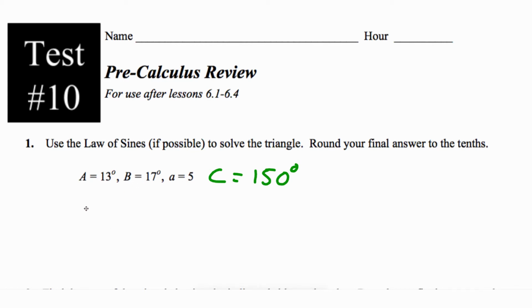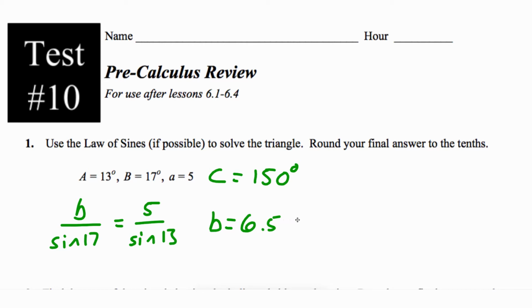So first, let's start off and find side B. So I'm going to go B over the sine of angle B, which is 17 degrees, equals, now for the other side, we need a pair of matching information. So we know what side A is, and we know what angle A is. So we're going to go 5 over the sine of 13. Now I'm going to take that sine of 17, multiply it over to the right-hand side, and type everything into my calculator. When I do that, I end up with a B value of about 6.5 if we're rounding to the tenths.